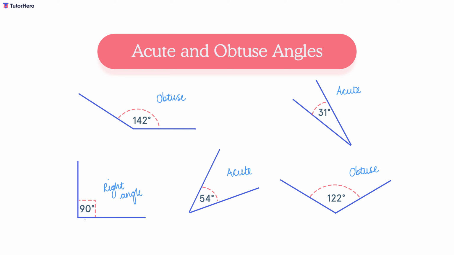Next we have a right angle. We know that right angles are always 90 degrees. 54 degrees. We know that this is an acute angle because it is less than 90 degrees. And finally, 122 degrees. We know that this is an obtuse angle because 122 is greater than 90. Obtuse angles are greater than right angles. Well done if you got all those answers correct.